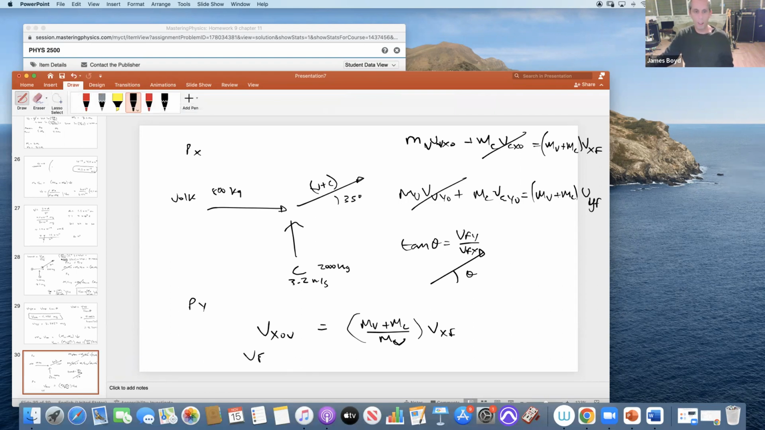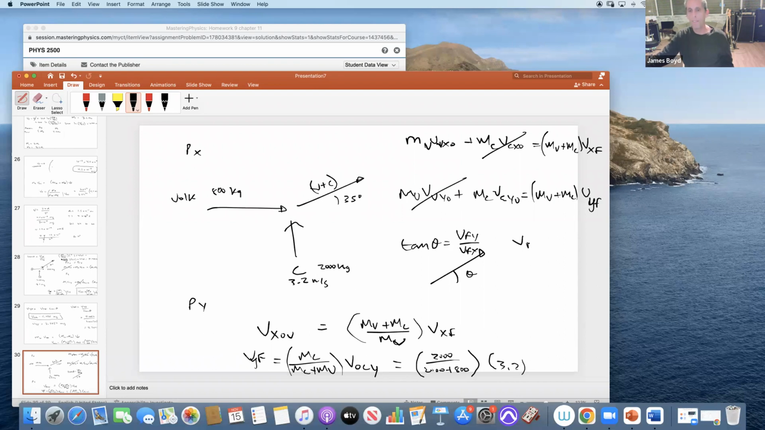V final in the Y is M of the Cadillac over M of the Cadillac plus M of the Volkswagen times V initial of the Cadillac in the Y. Okay, we know what these are. This is 2000, this is 2000 plus 800. This was 3.2. So we can find Vy final.